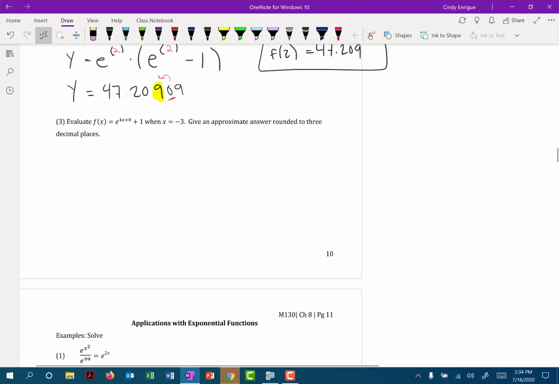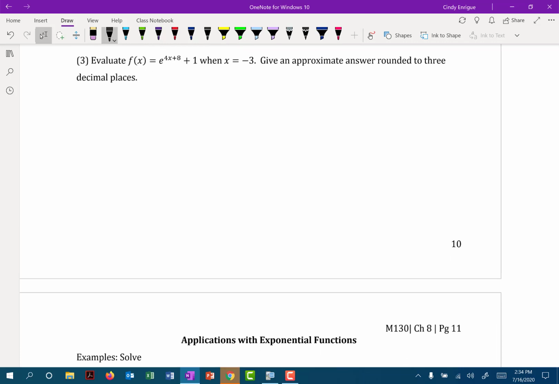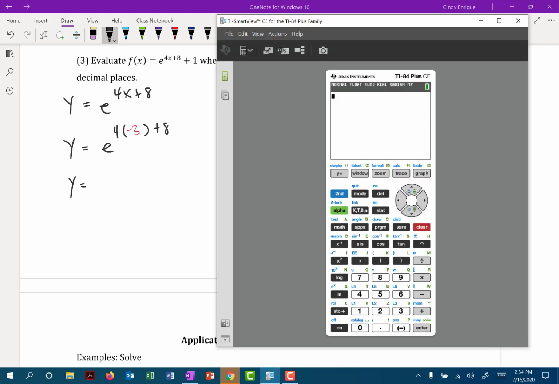And we're going to do the exact same process for example number 3. So we have that y is equal to e to the 4x plus 8. And here that x value is going to be a -3. So I'm going to just plug this into my calculator, and it says to round to the 3 decimal places. So I'm going to have my e to the 4 times parentheses -3 plus 8, and that's going to equal 0.0183.